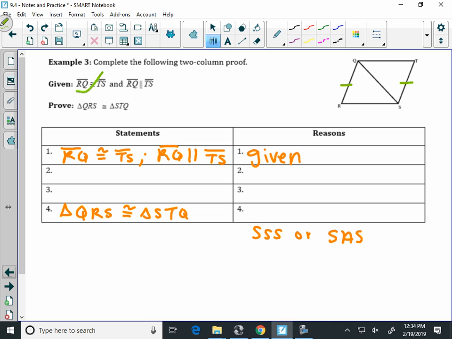Okay? But there is another freebie they gave me. We were told that RQ is parallel to TS. And again, 99% of the time, when you are given that 2 lines are parallel in a proof, your reason is going to be alternate interior angles are congruent. So another freebie is you're told, hey, I have parallel lines.